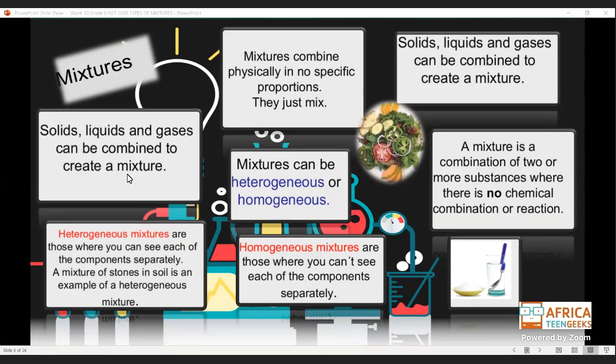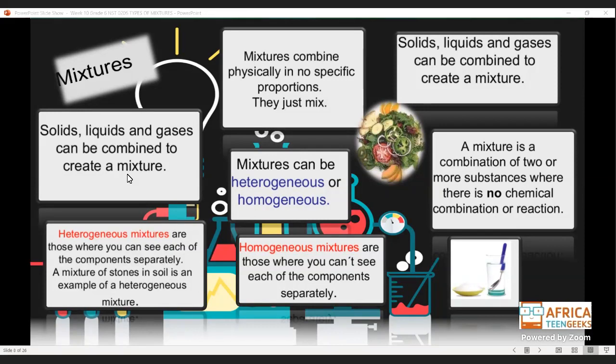So, for example, when you mix your sugar in your warm water and you stir and agitate it and it dissolves, that's a homogeneous mixture because you can't see them separately. Or when you mix salt and sugar together, you can't really see them clearly separately. A heterogeneous mixture is where you can see them. So if you mix stones with soil, you can see the stones and you can see the soil.